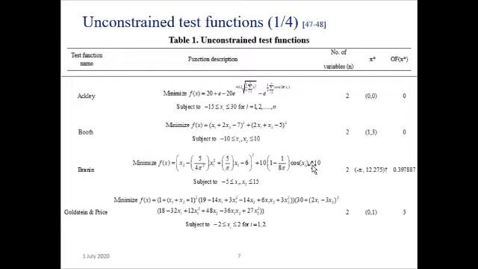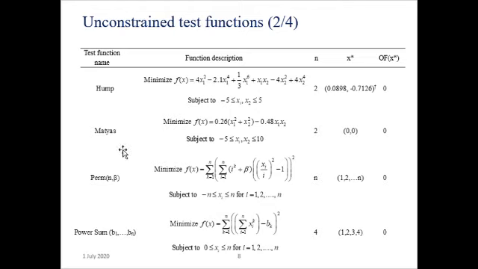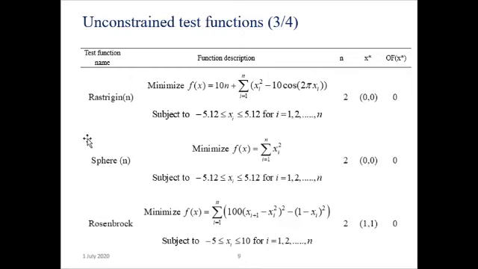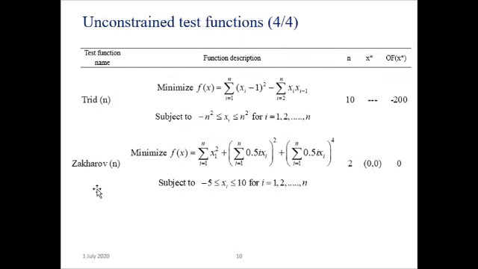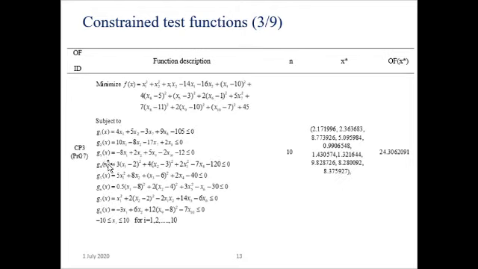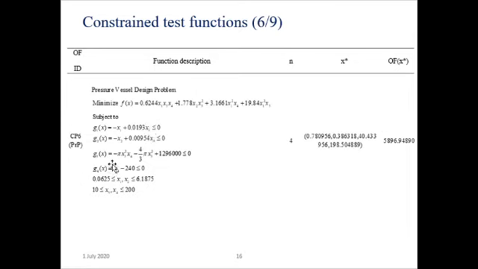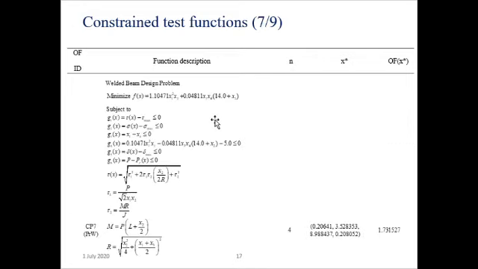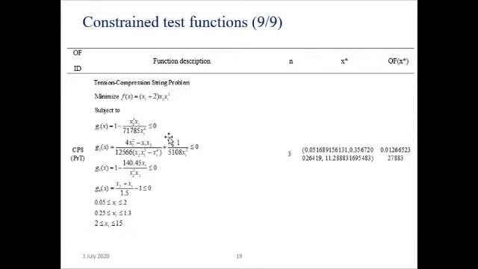The unconstrained test functions are Ackley, Booth, Branin, Goldstein and Price, Hump, Matyas, Perm, Powersum, Rastrigin, Sphere, Rosenbrock, Reed, Zakharov. So there are 13 unconstrained test functions in total, and the constrained test functions have objective function IDs CP1, CP2, CP3, CP4, CP5. Also, engineering optimization problems are considered: the pressure vessel design problem, the welded beam design problem, and the tension compression spring problem.